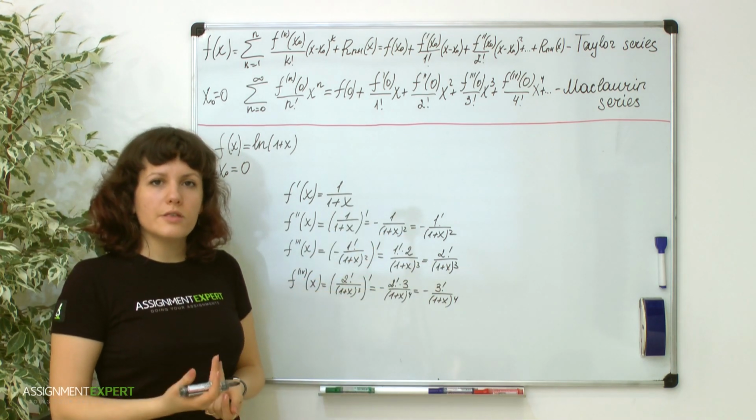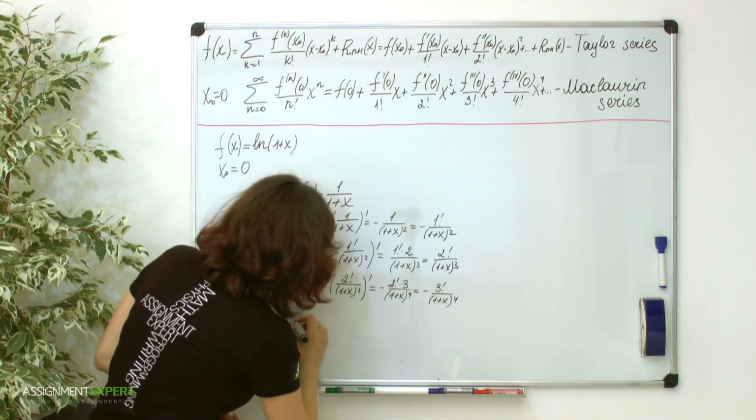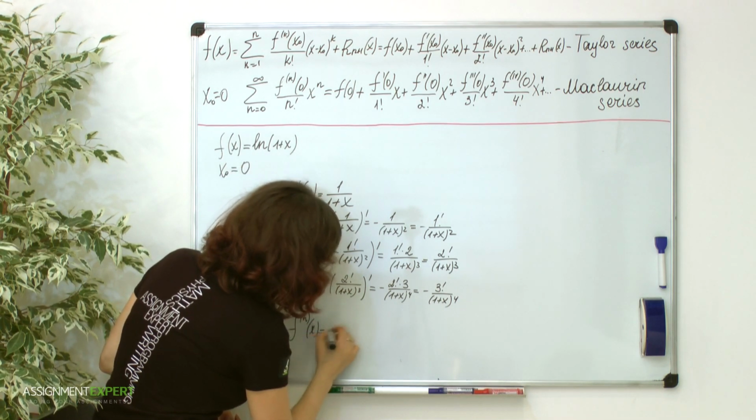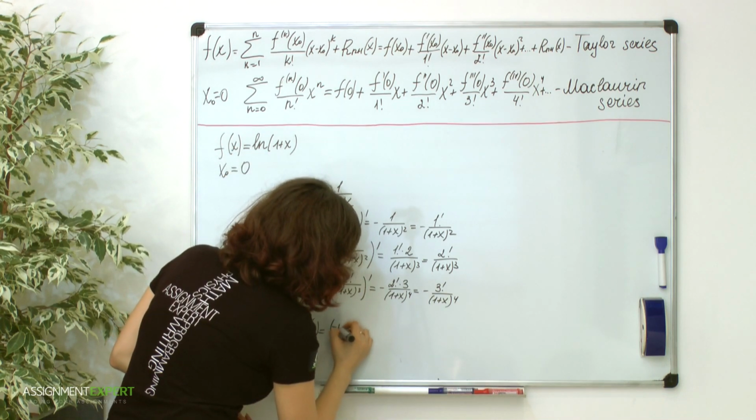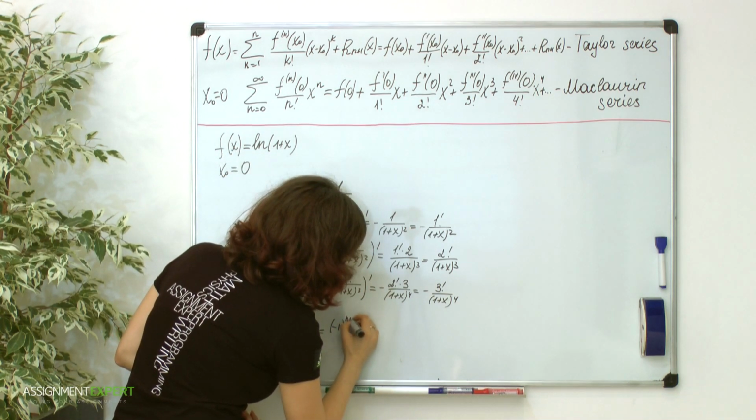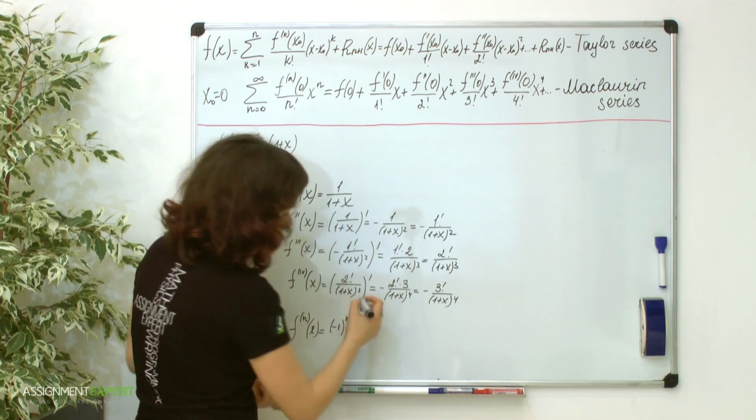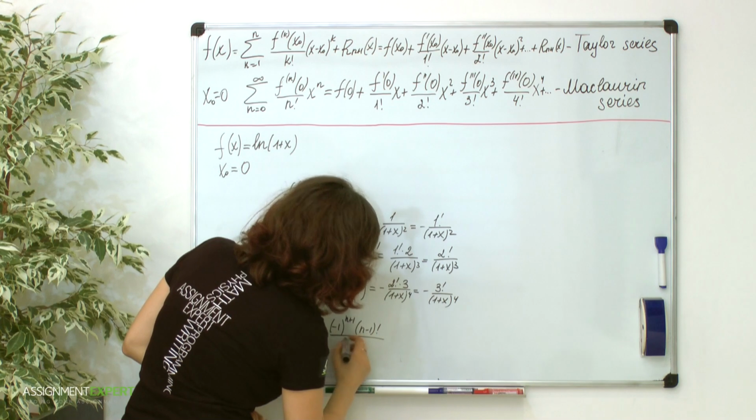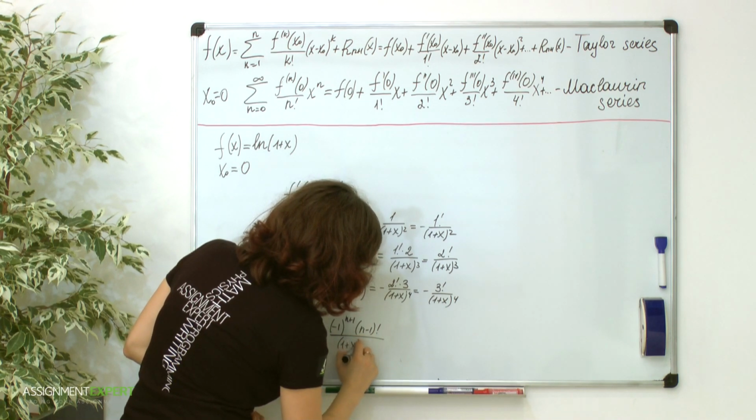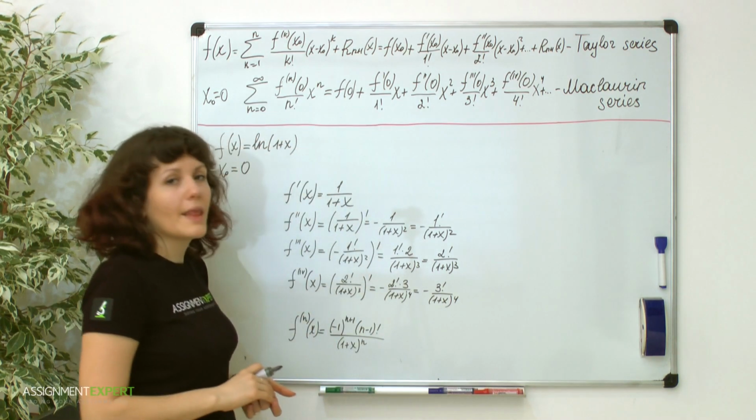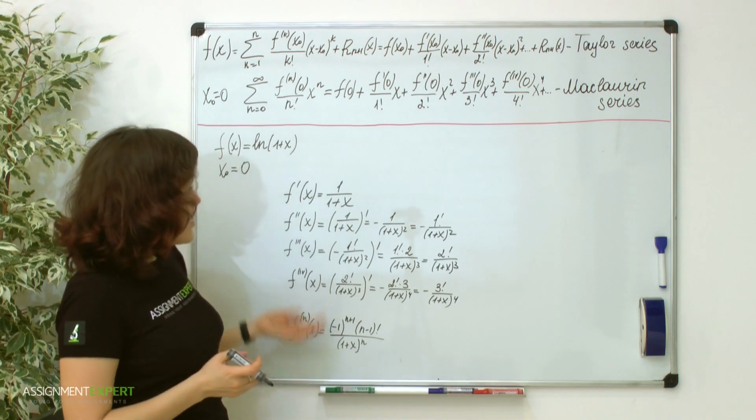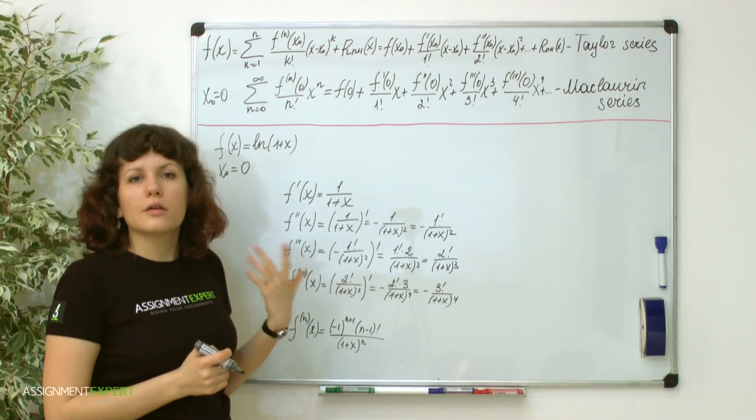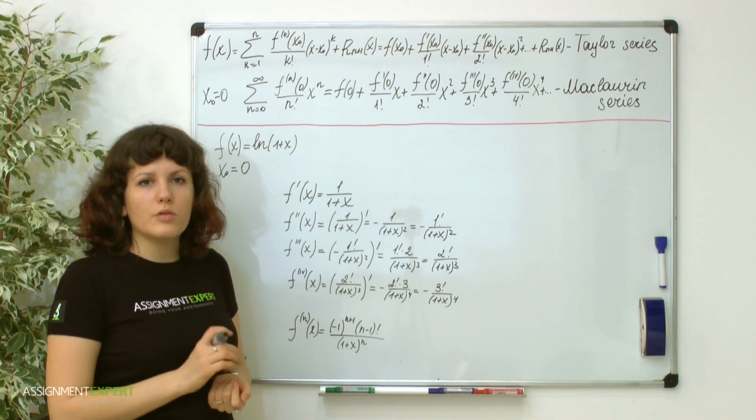And we can write derivatives in the following general form. The nth derivative of f of x equals minus 1 raised to the power n plus 1 times n minus 1 factorial over 1 plus x raised to the nth power. So, as we expanded our function in the vicinity of point 0, we should calculate the value of derivatives at the point 0.